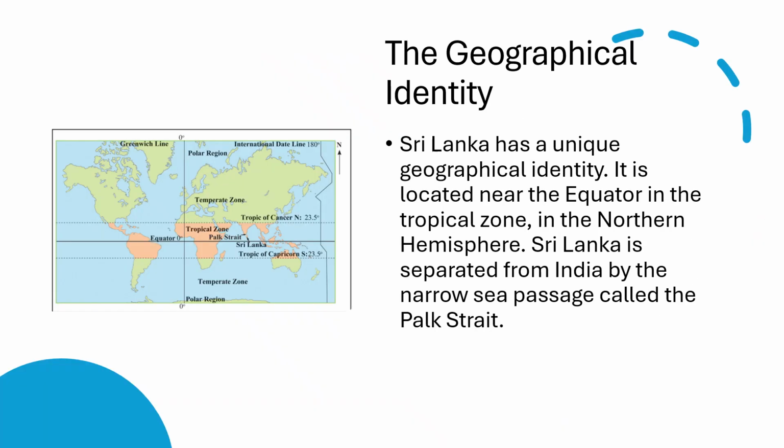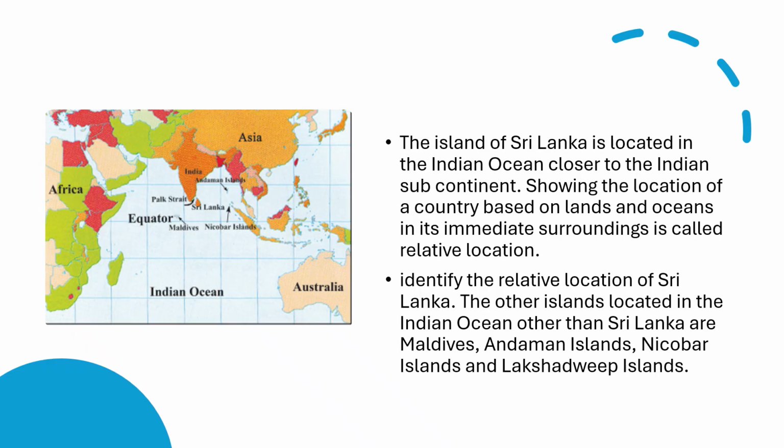The geographical identity. Sri Lanka has a unique geographical identity. It is located near the equator in the tropical zone in the northern hemisphere. Sri Lanka is separated from India by the narrow sea passage called the Palk Strait. The island of Sri Lanka is located in the Indian Ocean closer to the Indian subcontinent.